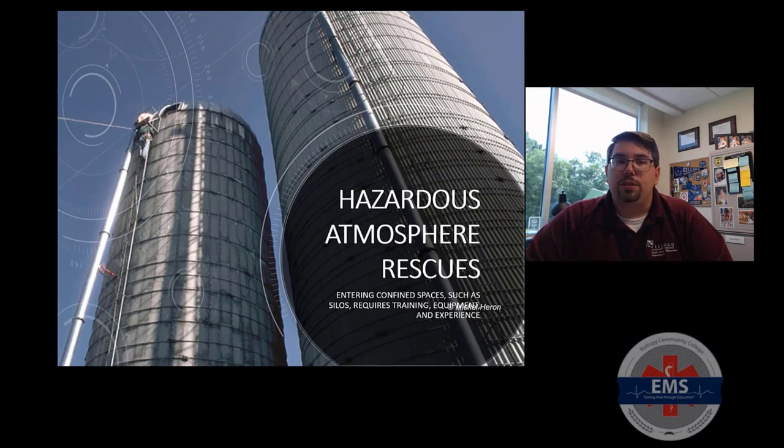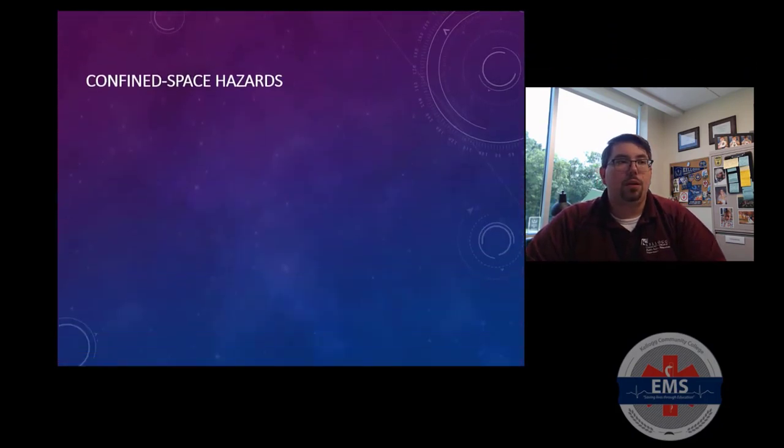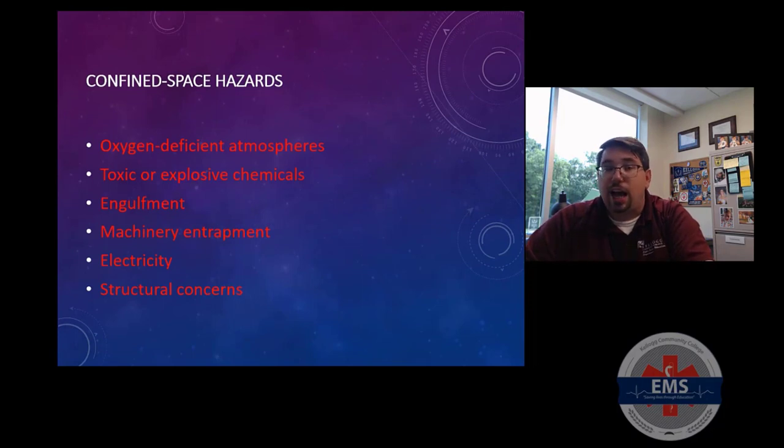We also know that with hazardous atmosphere rescues, entering a confined space, such as a silo, requires training, equipment, and experience, much more than what the paramedic will be provided with as part of their exposure to hazardous rescue and operations. With confined space hazards, there are several things we need to be aware of. First are oxygen-deficient atmospheres. We also have to be aware of toxic or explosive chemicals, engulfment with flame, machinery entrapment, electrical concerns for electrocution, and structural collapse concerns.